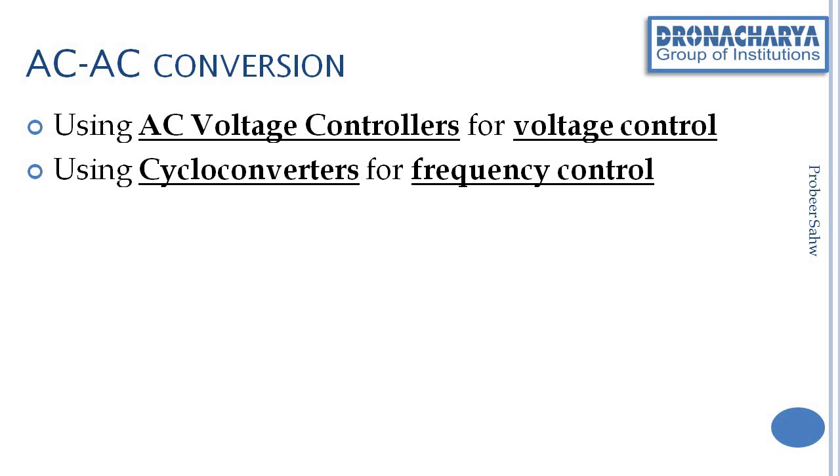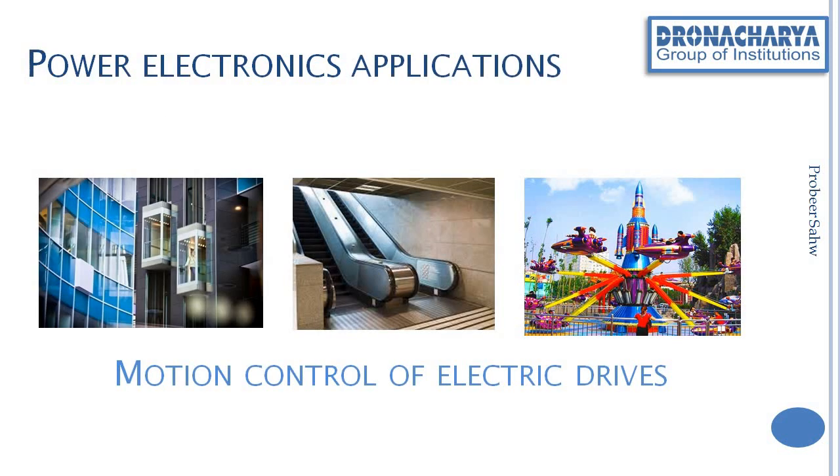Now let us see what are the various applications of power electronics. Power electronics is used for motion control of electric drives. In electrical drives, precise control of speed and position of the motor is required. We find electric drives in elevators, escalators, amusement park rides, etc.